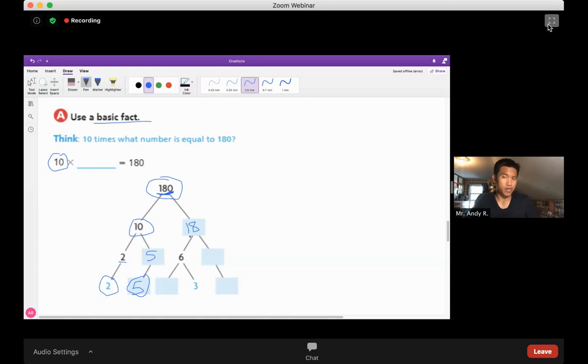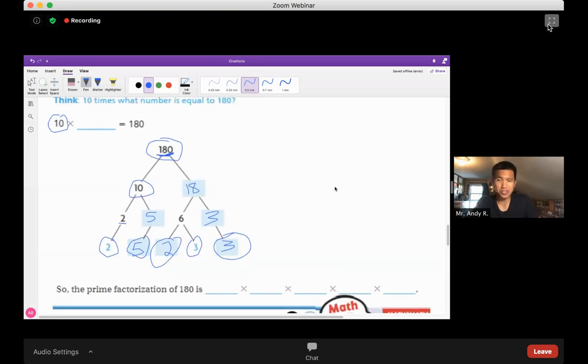Okay, so 18. What can we break 18 down into? That's right, 6 and 3. And then 6 can be broken down into 2 and 3. We know 2 is a prime number. Is 3 a prime number? It is. You can only get it by doing 3 times 1. So we got all the prime numbers here.